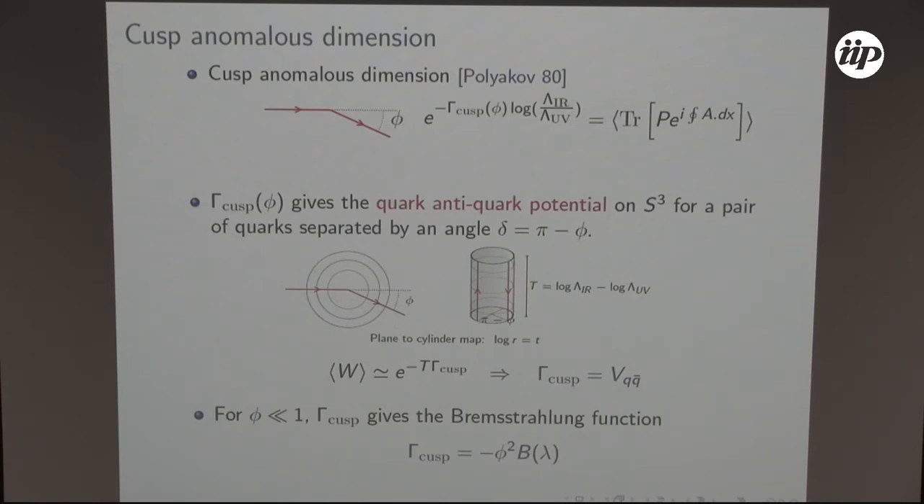Now, if you take the opposite regime in which phi is very small, this is like a small deviation from the straight line, a wavy line. When you expand this cusp anomalous dimension in powers of phi, the first order, quadratic in phi, is going to be precisely the restoring function, right? So this cusp anomalous dimension encodes these two important physical properties of gauge theory.